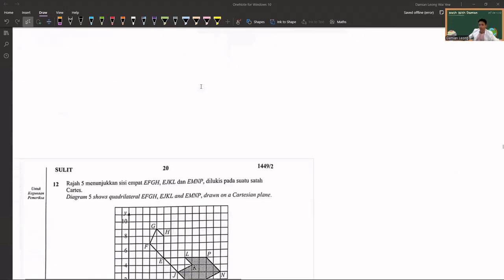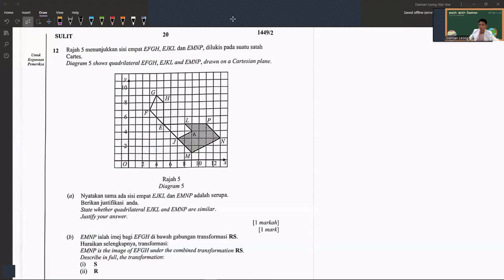Then we look at question 12. Diagram 5 shows quadrilaterals EFGH, EJKL, and EMNP drawn on the Cartesian plane. State whether quadrilaterals EJKL and EMNP are similar. Justify your answer. So similar means it should be the same shape, but can be a different size. So EJKL, EMNP, yes, they are similar, because they have the same shape, just that the size is different.